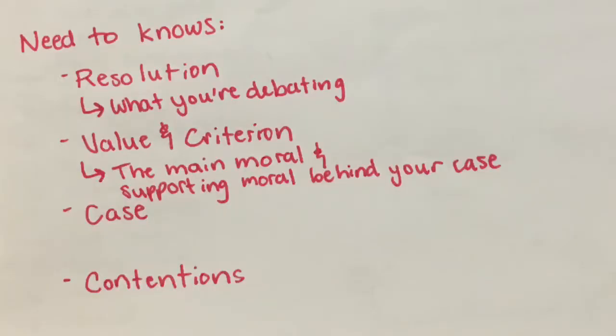So then we have value and criterion. The value and criterion are the main morals that back up your entire case. If these things get destroyed, your case is essentially gone. Typically the value is the biggest one, like the value of justice, life, liberty, happiness, quality of life, or sometimes utilitarianism. Criterions are things that help you carry through the value, like utilitarianism, teleology, a lot of philosophical things like evidence and support.